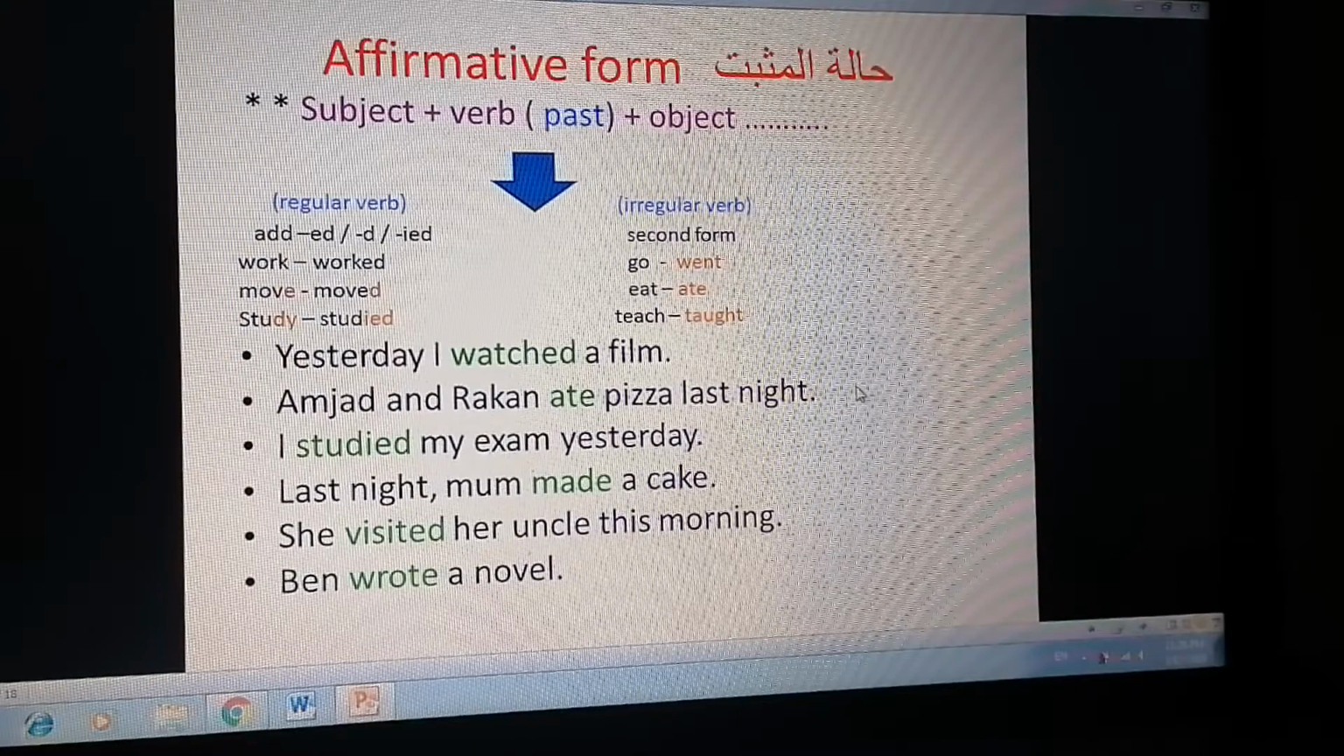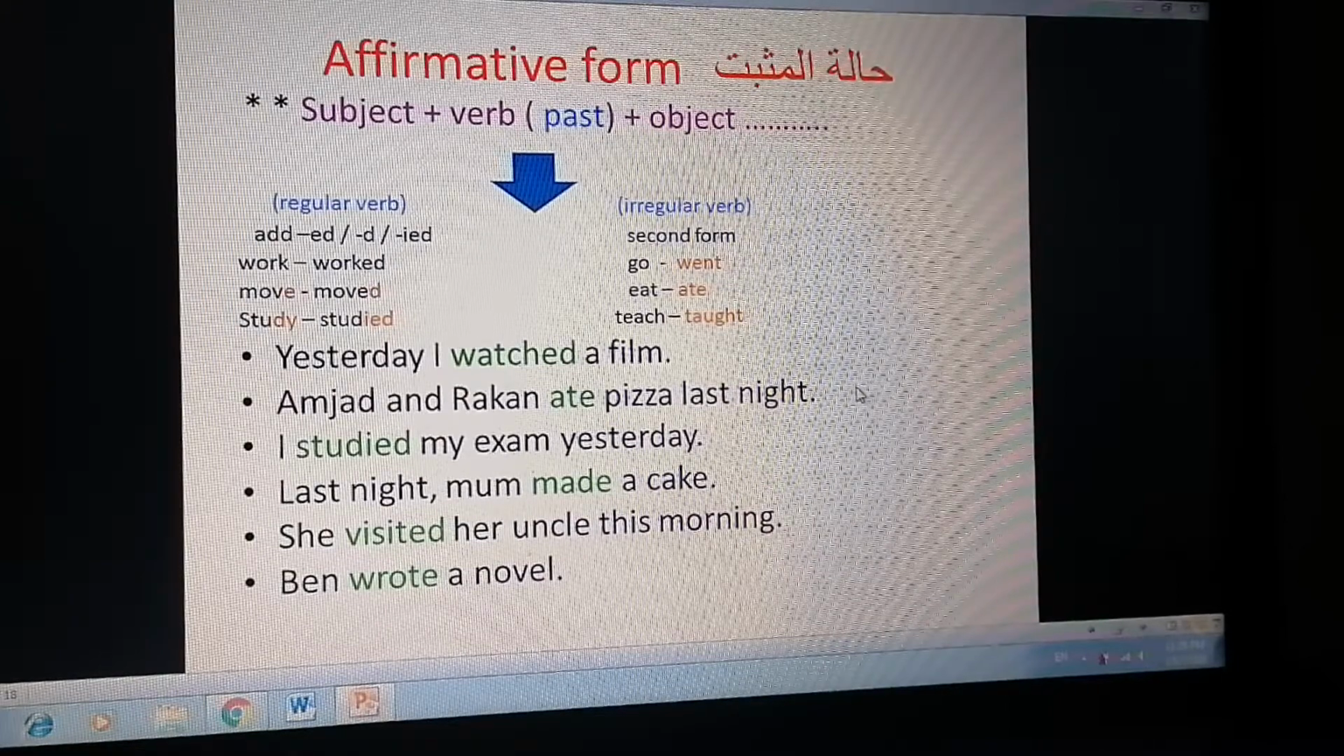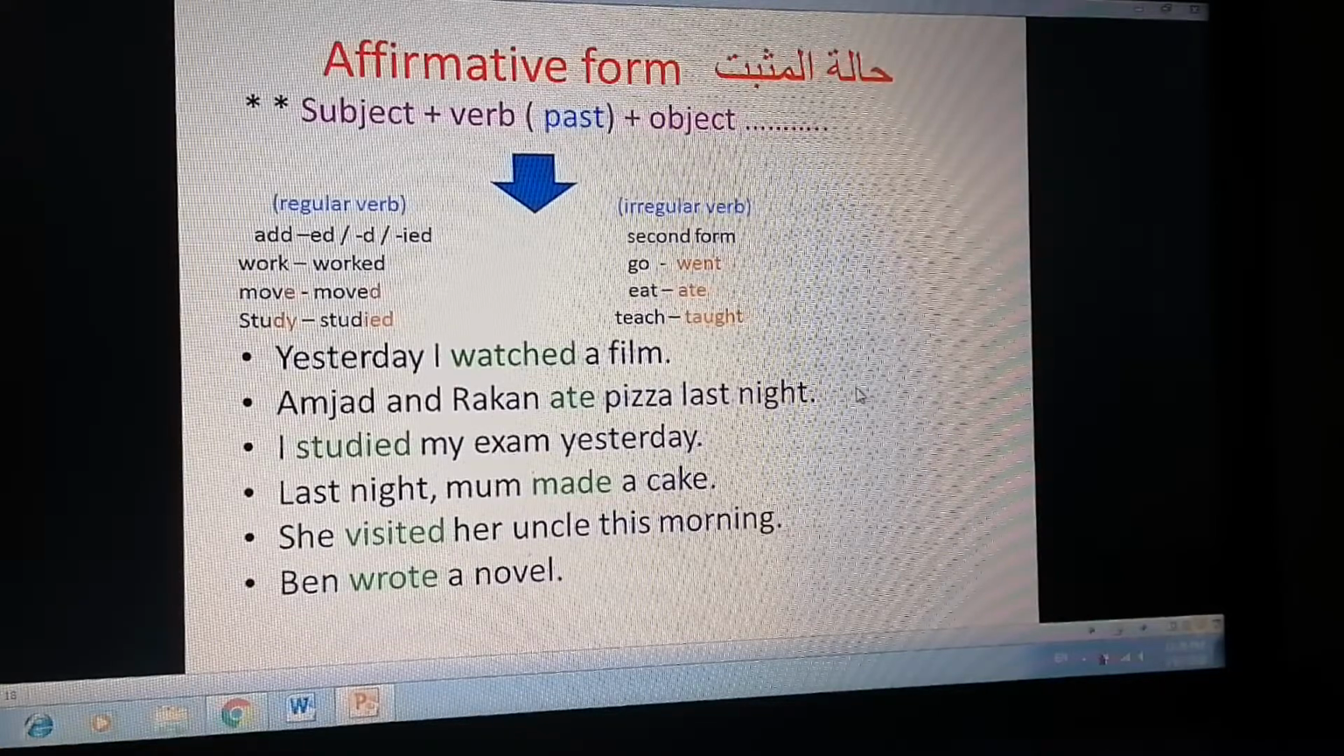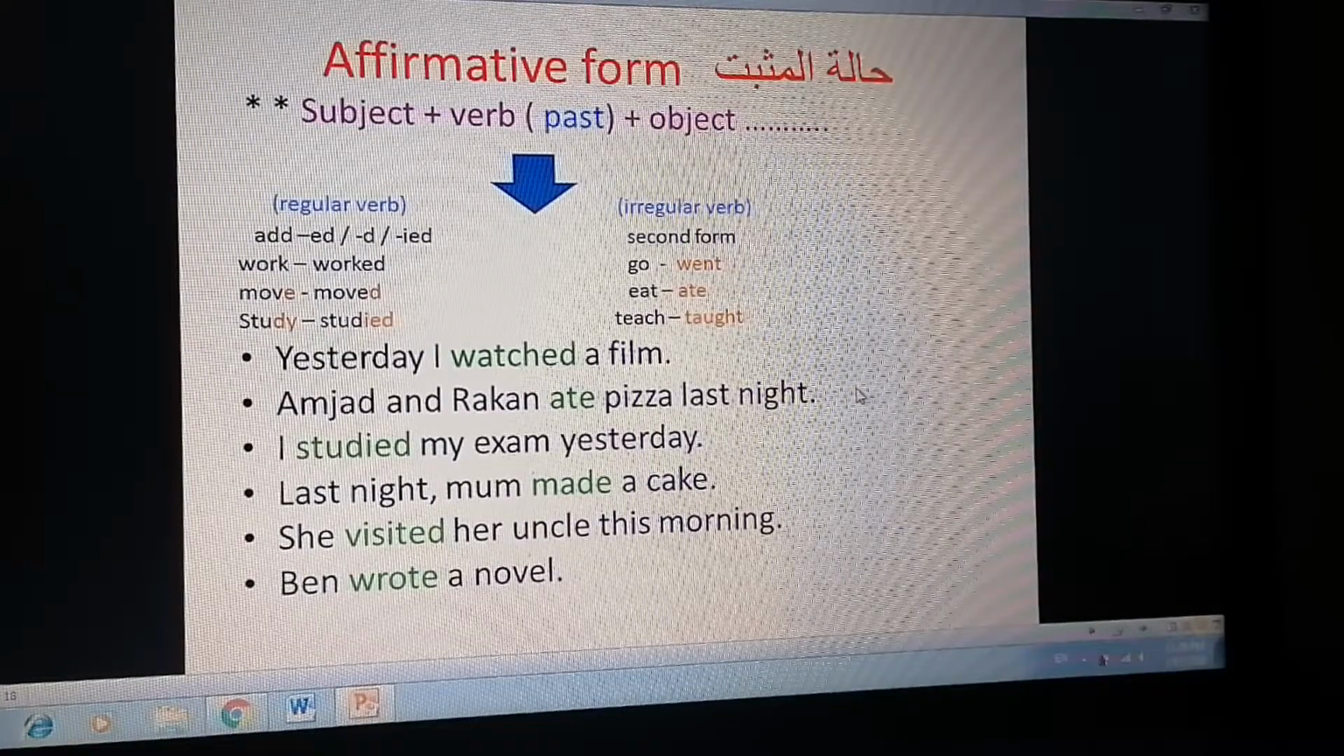But if the verb irregular إذا كان الفعل غير منتظم we must made second form. لازم نحط الفعل تصريف الثاني أو الشكل الثاني للفعل like go, went, eat, ate, teach, taught or keep, kept, sleep, slept, think, thought. Look at example.